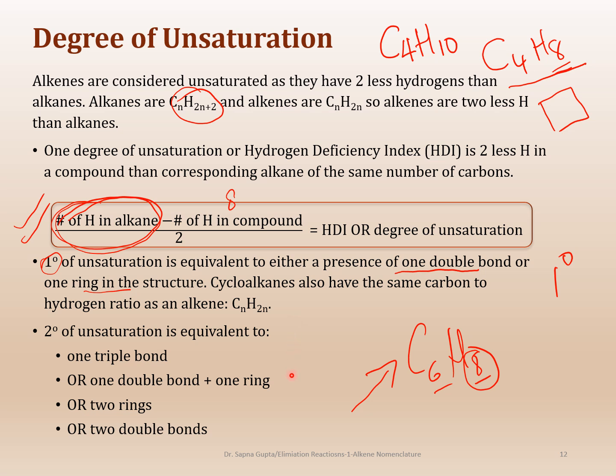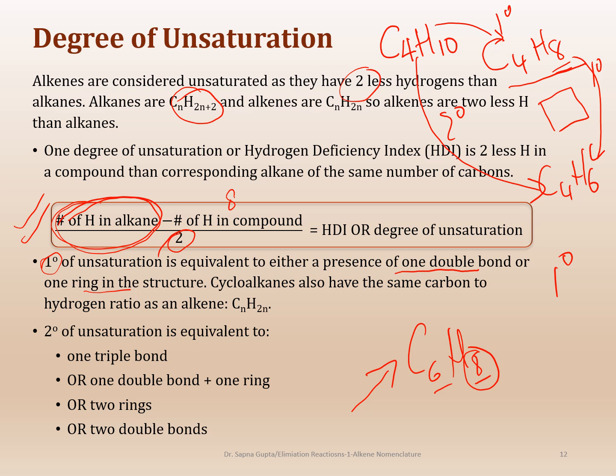So if you have 2 degrees of unsaturation, that would mean C4H6. Let me write this over here so you don't get confused. C4H10 going to C4H8 is 1 degree, and going from C4H8 to C4H6 is also 1 degree. Going from C4H10 to C4H6 would be 2 degrees of unsaturation because you're missing 4 hydrogens, and 2 hydrogens is equal to 1 degree. That's why you divide by 2 in the formula.